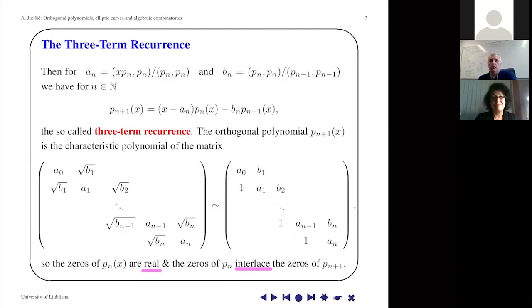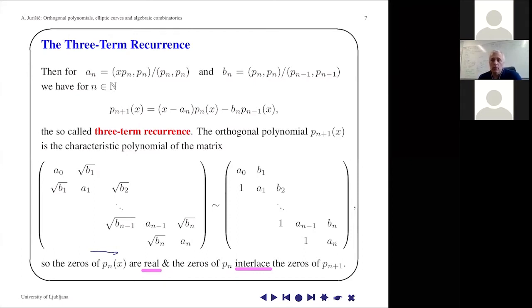Okay, so the orthogonal polynomials have this nice property that there is a three-term recurrence relation, and this relation actually helps us recognize these polynomials. And yeah, we can also interpret the (n plus 1)st polynomial as the characteristic polynomial of this first matrix here. And this is also similar to another matrix that doesn't have any square roots. Now, this first matrix is symmetric, which means that this polynomial has real zeros.